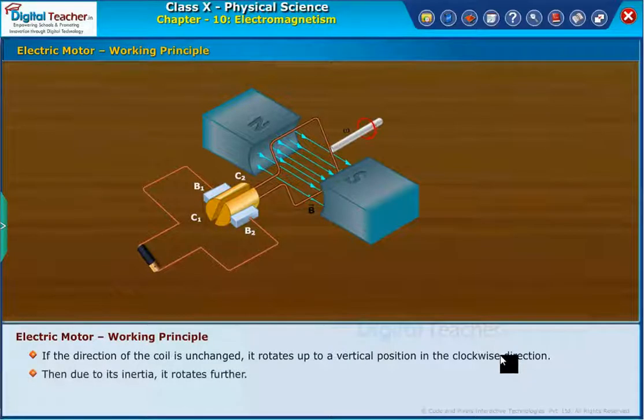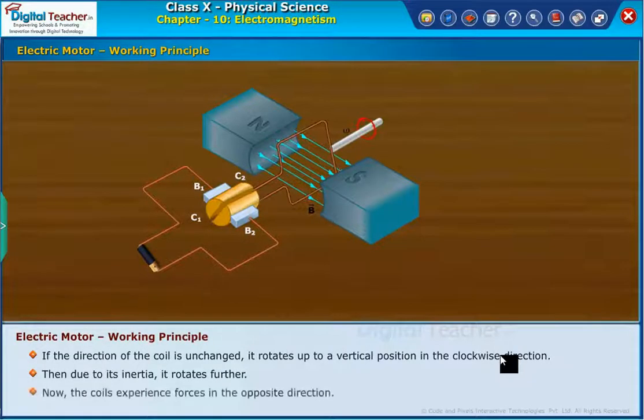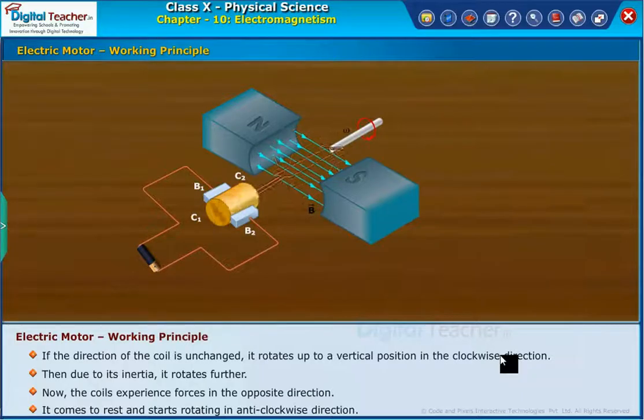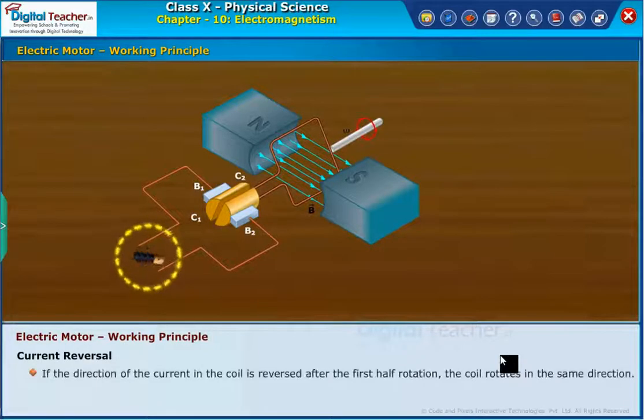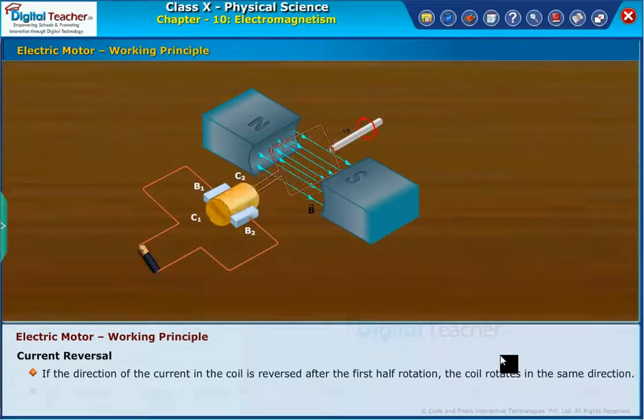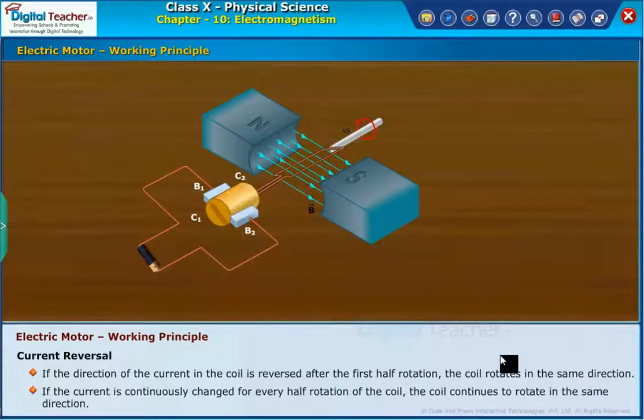Then, due to its inertia, it rotates further. Now, the coil experiences forces in the opposite direction. It comes to rest and starts rotating in anti-clockwise direction. It continues to rotate in the same way if the current direction is not changed. Current reversal. If the direction of the current in the coil is reversed after the first half rotation, the coil rotates in the same direction. If the current is changed for every half rotation of the coil, the coil continues to rotate in the same direction.